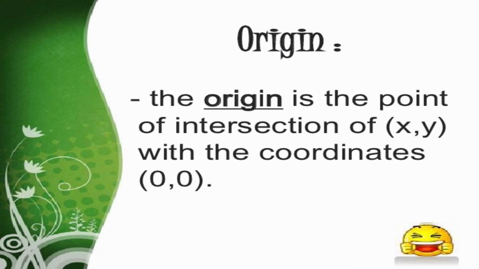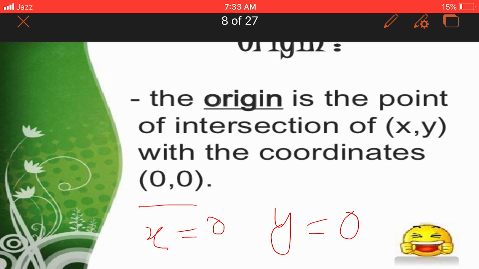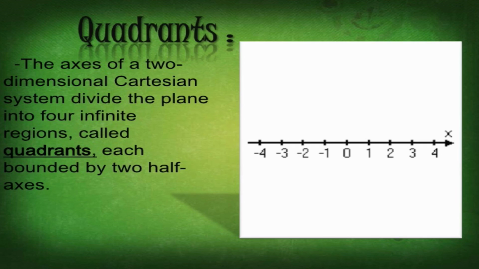Now the origin is basically the point of intersection of x and y, and the coordinate of the origin is (0, 0). That is the starting point of your axis. Here x is 0, similarly y is also 0. The axes of the two-dimensional Cartesian plane divide the plane into 4 infinite regions. These regions are called quadrants.